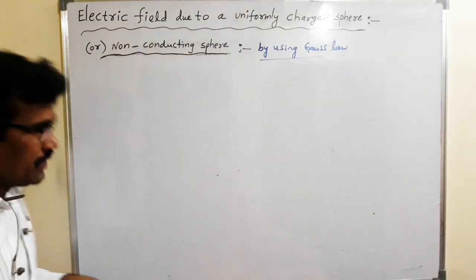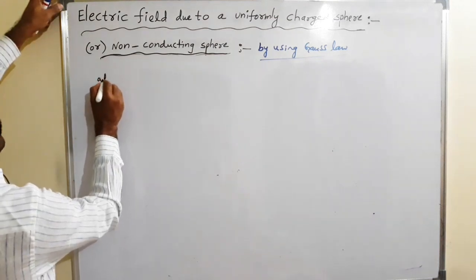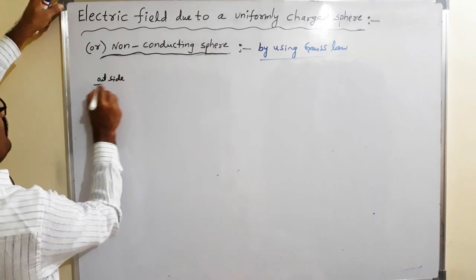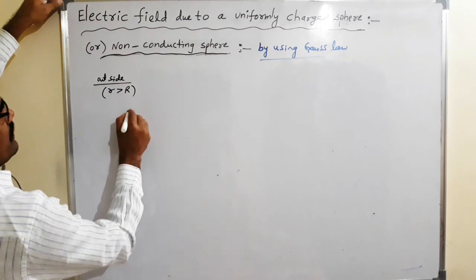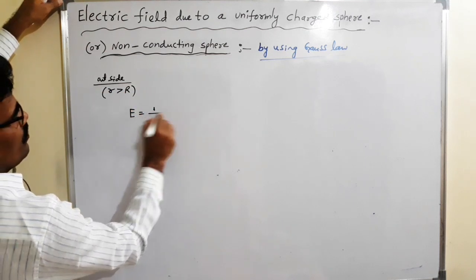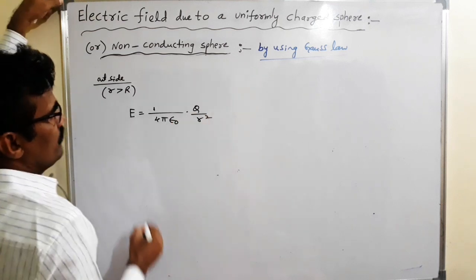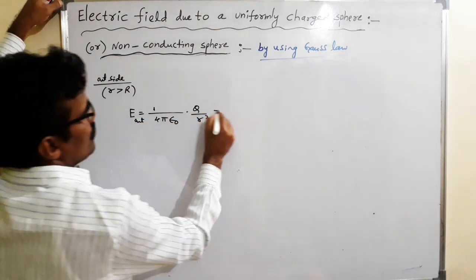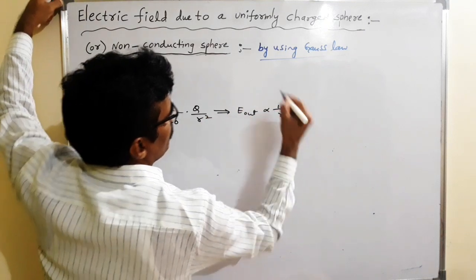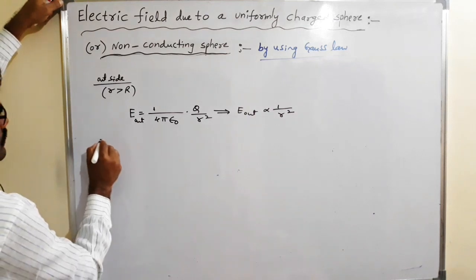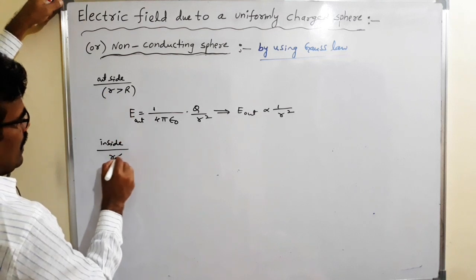Then, students, continuation. We know that outside, at any point, small r is greater than capital R, E equals 1 by 4 pi epsilon naught q by small r square. This is the outside, so here it is inversely proportional to r square. Inside, small r is less than capital R.